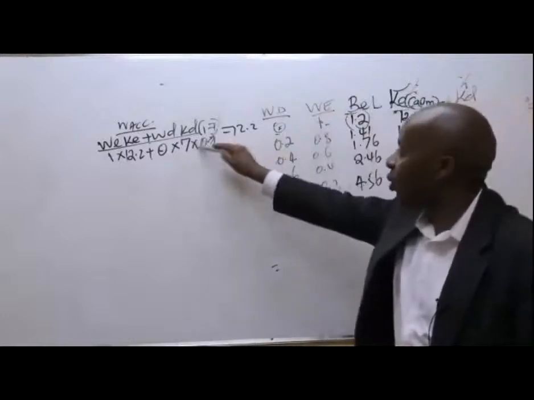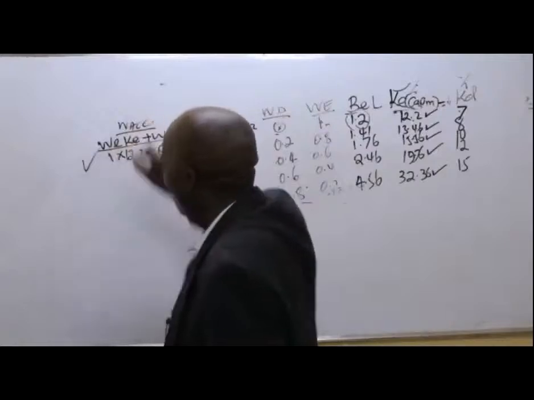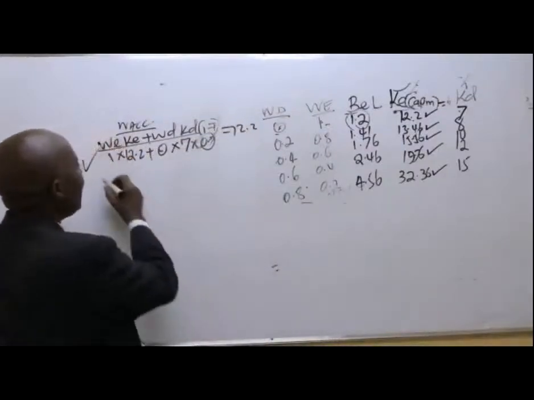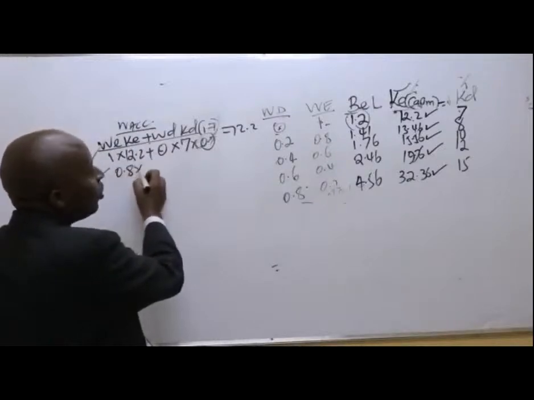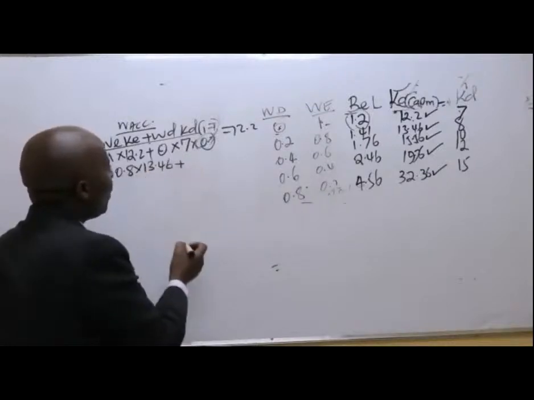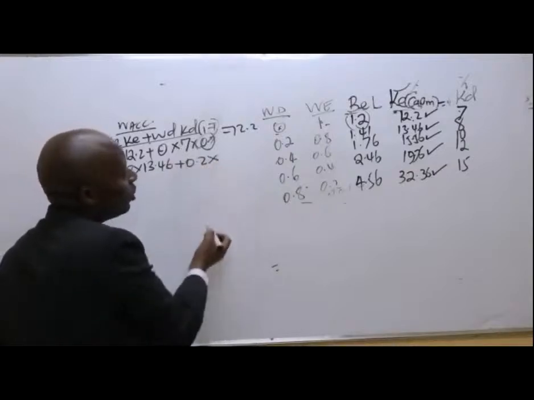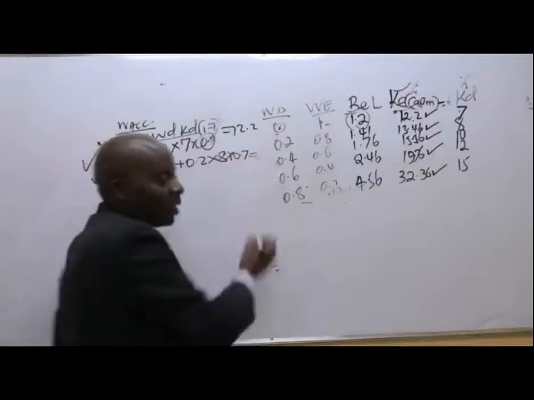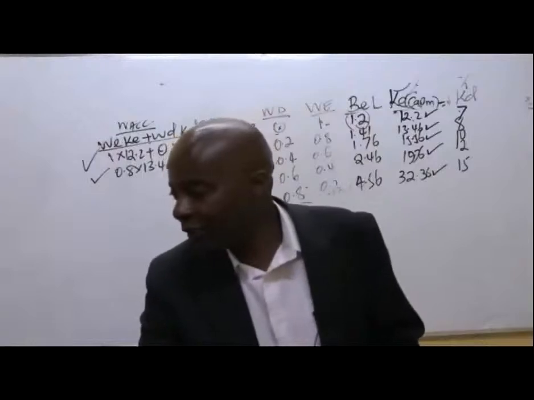But the debt must always be adjusted for what here? For taxation. So go for the second one. The weight of equity is 0.8, times the cost of equity, which is 13.46, plus the weight of debt, 0.2, times the cost of debt, which is 8, times 0.7. These students were able to give me these figures very fast.